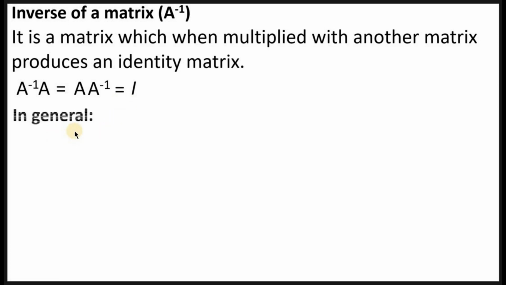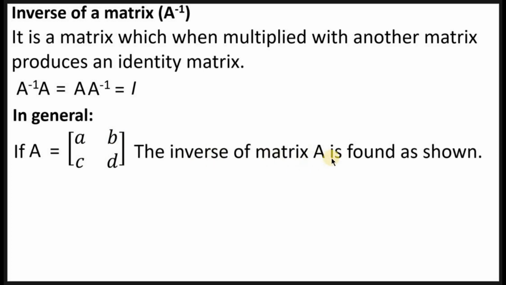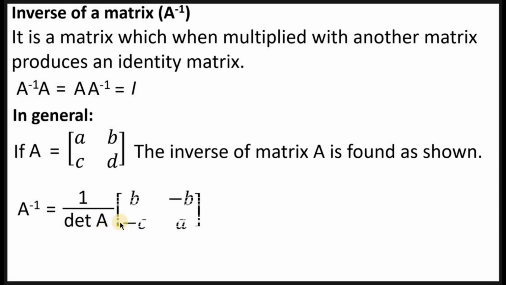So here we are saying in general, if A is equal to this matrix here, A, B, C, D, then the inverse of matrix A is found as shown. If they say A is this matrix, then they say find the inverse of this matrix A. The inverse of this matrix is equal to 1 over det A, the determinant of A. You get 1 over the determinant of A, okay? Then you multiply it with this.